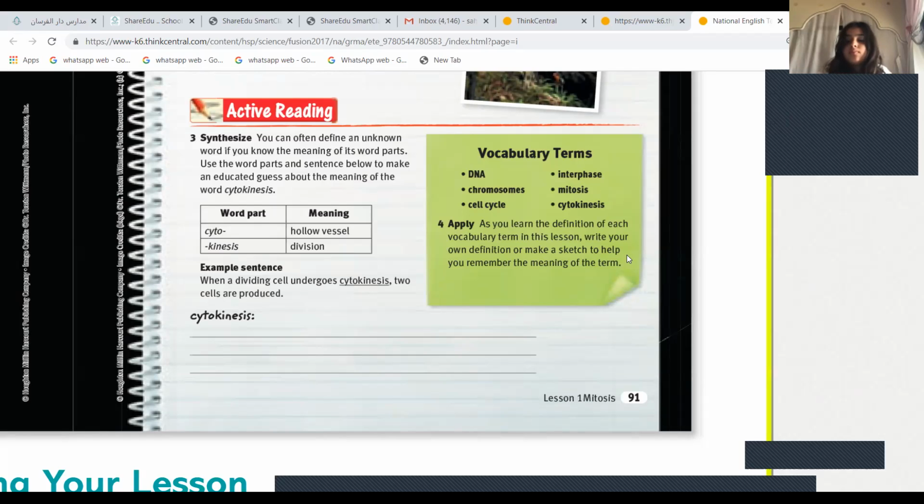Okay. Now, chromosomes. Yes, Malak, continue. Chromosomes, cell cycle, interphase, mitosis, cytokinesis. So daily when you start my class, you need to say the vocabulary terms: DNA, chromosomes, cell cycle, interphase, mitosis, and cytokinesis. Okay, girls? Now, let us see.